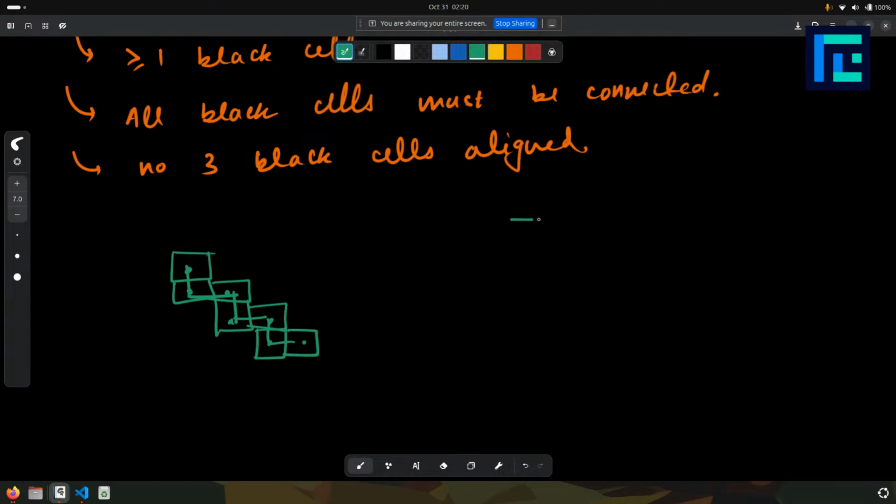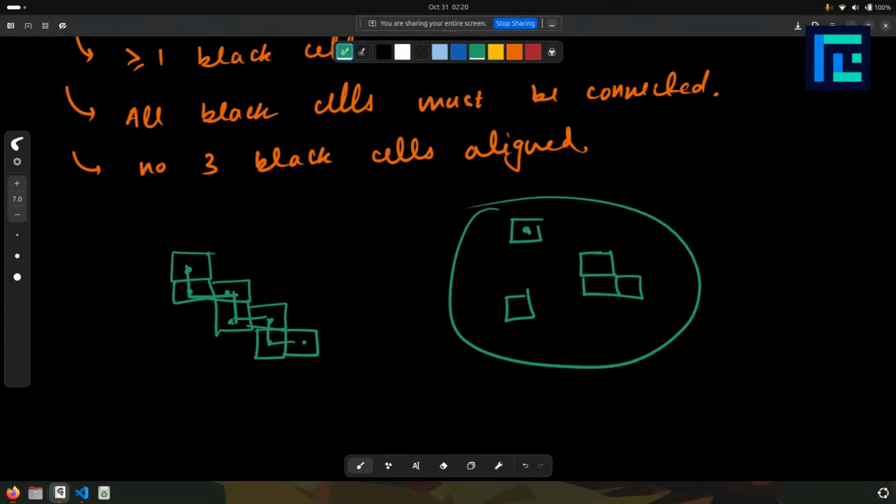But if they are like this, then these black cells are not connected, since I cannot go from this black cell to this black cell moving through only black cells. So this is not connected, and this is connected, and no three black cells are aligned. So these types of black cells should not be present.